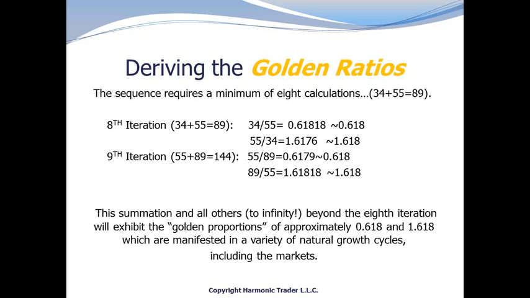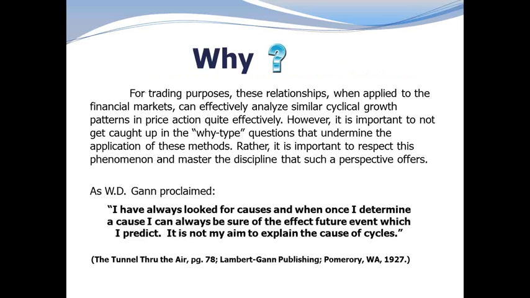34 divided by 55 equals 0.61818, or an approximated 0.618. The inverse, 55 divided by 34, equals 1.6176. Again, another approximated 1.618. Looking at the ninth iteration, we see similar results. Now, this summation and all others up to infinity beyond the eighth iteration will exhibit the golden proportions of approximately 0.618 and 1.618, which are manifested in a variety of natural growth cycles, including the markets.